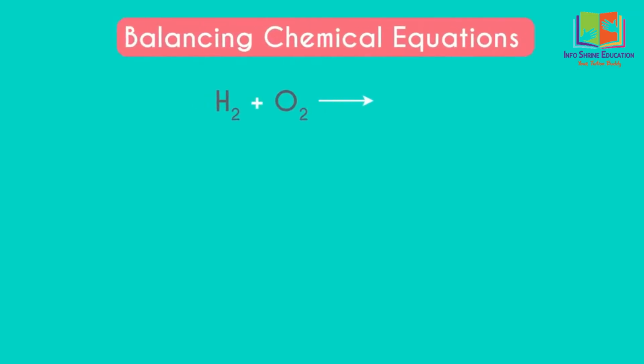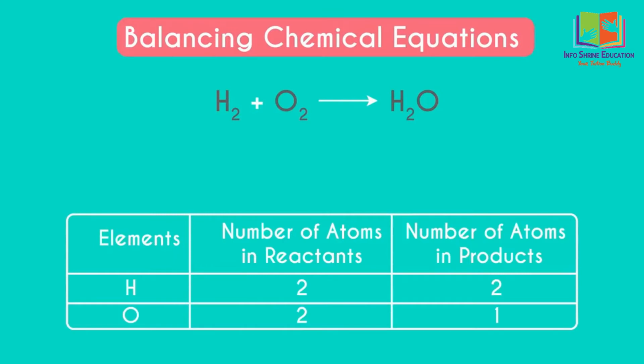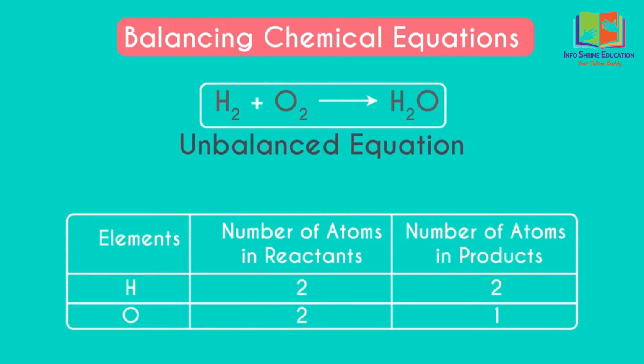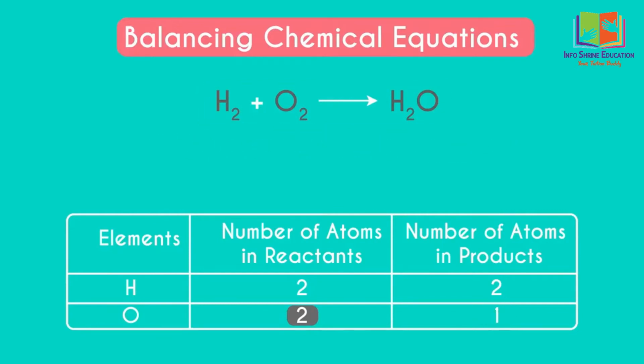Hydrogen reacts with oxygen to form water. And we saw the reason why this chemical equation is unbalanced. The number of oxygen atoms on the left is not equal to the number of oxygen atoms on the right. The important question is, can we balance this equation? The answer is yes. Let's go step by step and see how we can balance it.